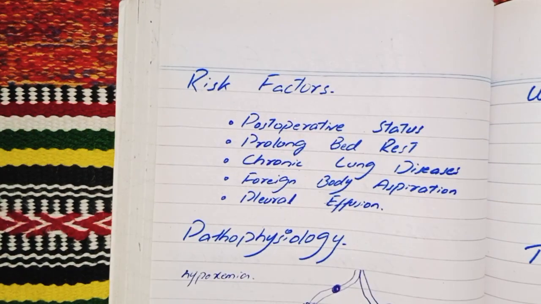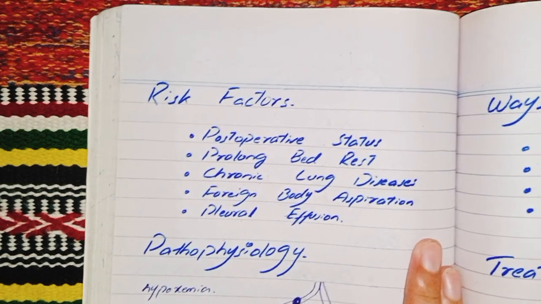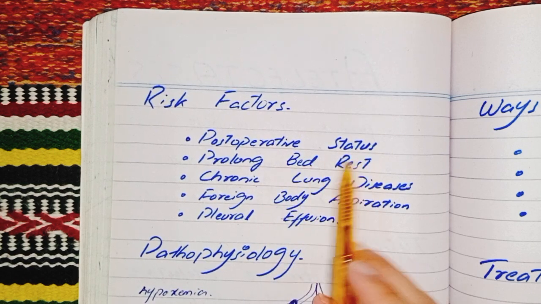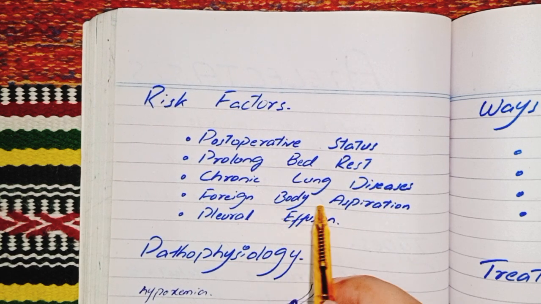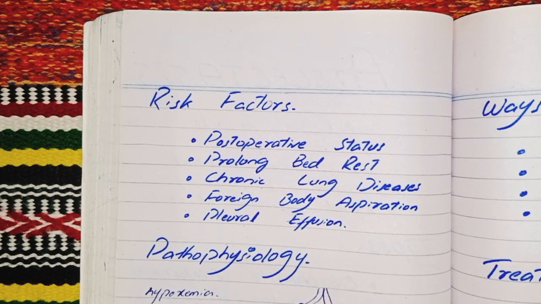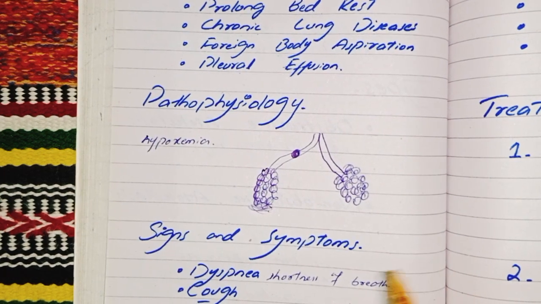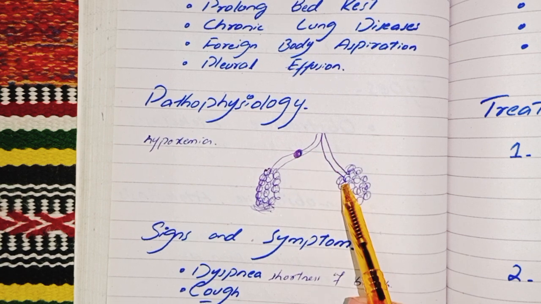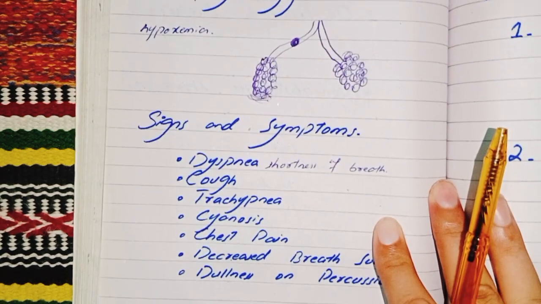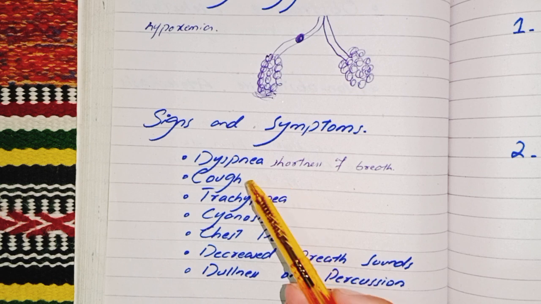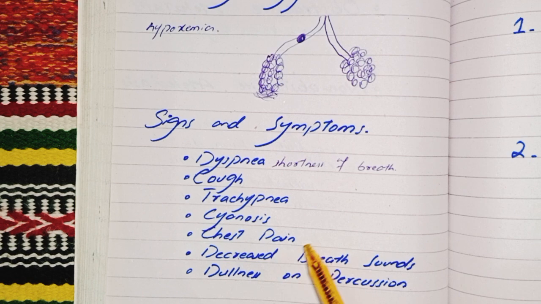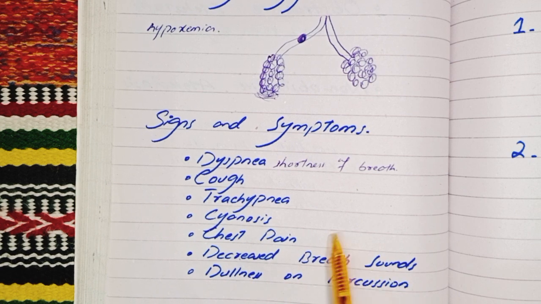Then we talked about the risk factors of atelectasis: post-operative status, prolonged bed rest, chronic lung disease, foreign body aspiration, and pleural effusion. Then we talked about the pathophysiology in both cases, obstructive atelectasis and non-obstructive atelectasis. Then I talked about the signs and symptoms like dyspnea, cough, tachypnea, cyanosis, chest pain, decreased breath sounds, and dullness on percussion.